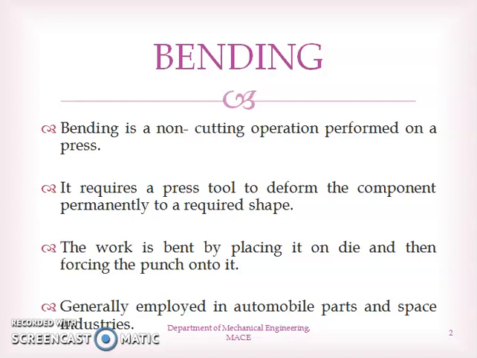As you know, all the outer covering or the body of automobile parts and aircraft are made of sheet metal. So normally the outer shape of the automobiles and aircraft and the casings of other components are made by the bending operation. So we need a tool known as a press tool for deforming the components.